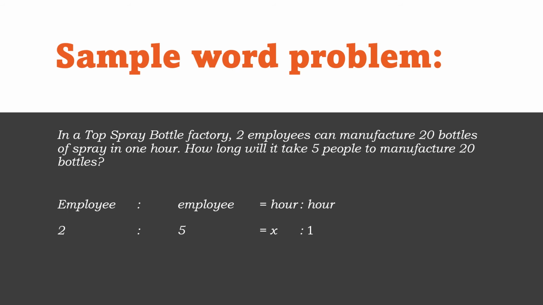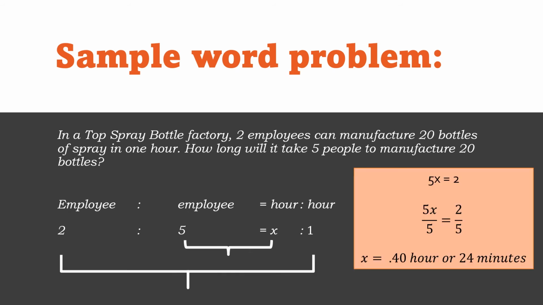So, if we multiply the means and the extremes, we can arrive at this solution. So 5x is equal to 2. To solve for the unknown, we will divide both sides by 5, and that will result to 0.40 hour or 24 minutes. So we can see here that if 2 employees can finish 20 bottles in an hour, then 5 employees will take less than an hour to manufacture 20 bottles.